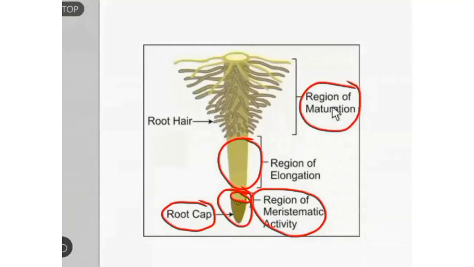Another striking feature of the region of maturation is that there are some hair-like structures. What you see here is a hair-like structure, which is otherwise known as root hair. It helps in absorption of water and transferring it to the other plant parts. So this is the basic structure of the root system.